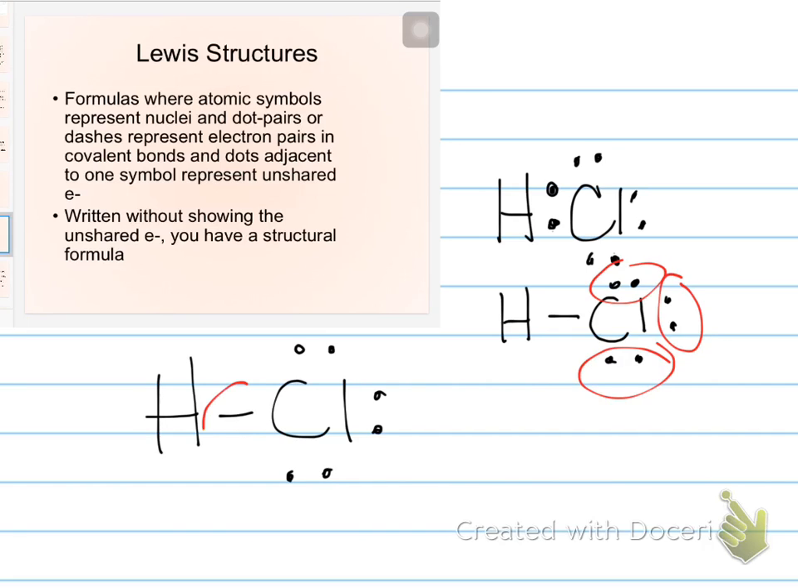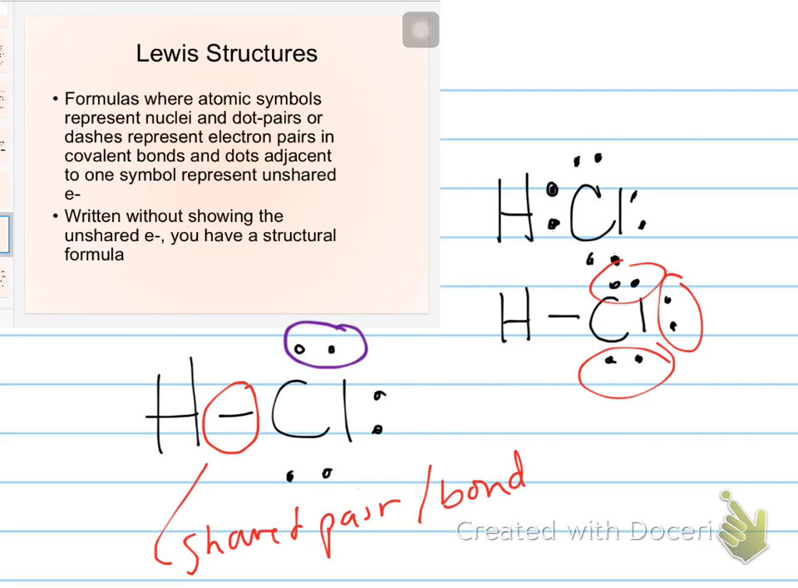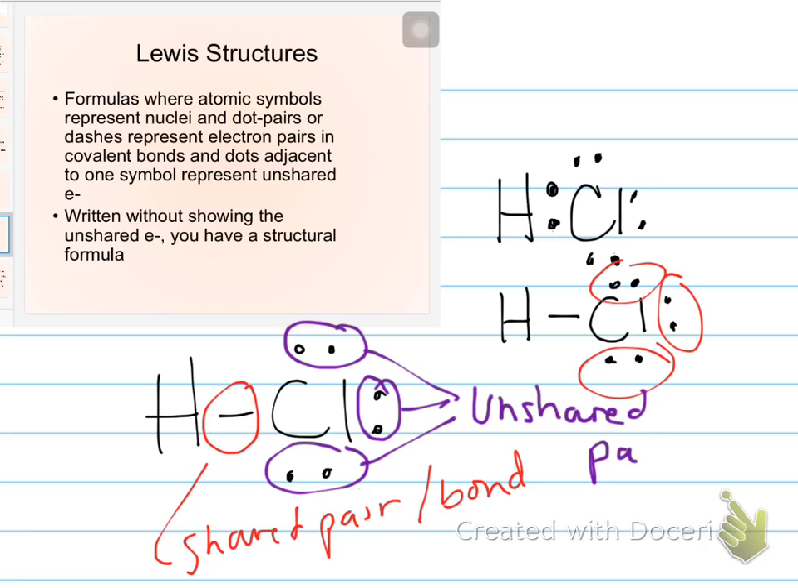We're showing a shared pair or a bond. We're also showing, and I'm going to do this in a different color because I can, these are unshared pairs. They're also called lone pairs, which never made sense to me because they're not alone, they're paired.